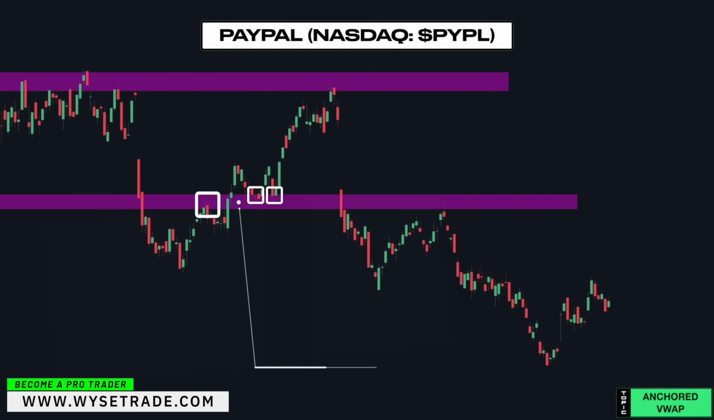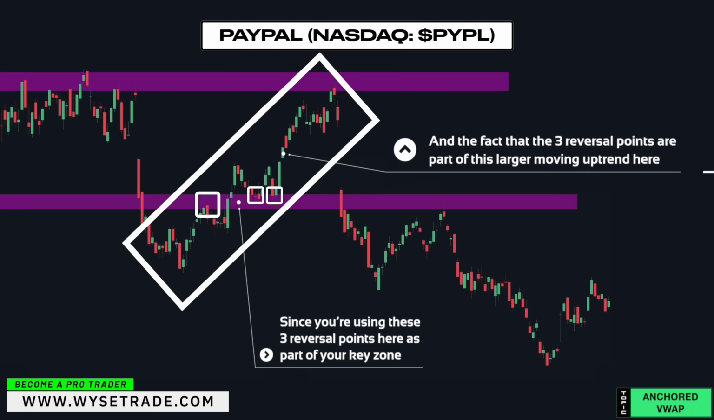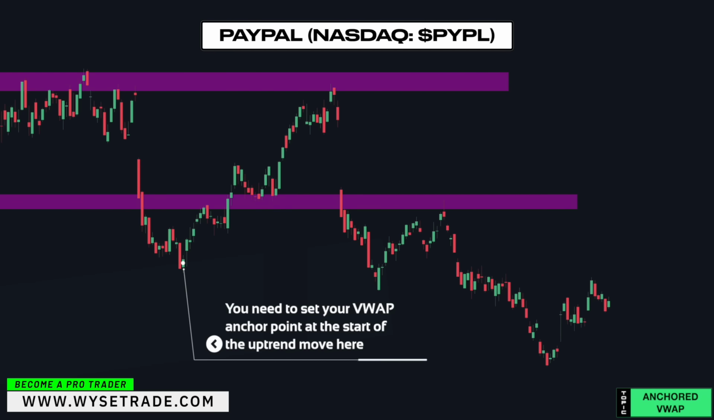Now, since you're using these 3 reversal points here as part of your key zone, and the fact that the 3 reversal points are part of this larger moving uptrend here, you need to set your VWAP anchor point at the start of the uptrend move right here.